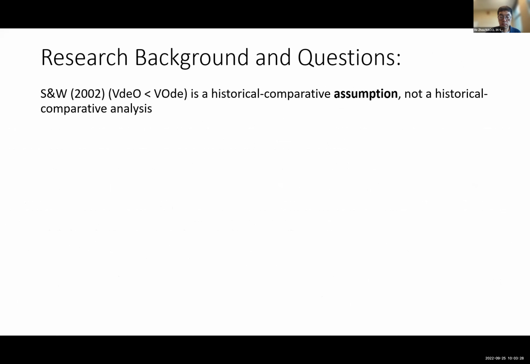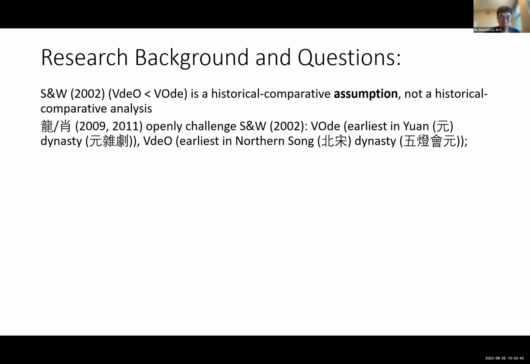The thing about Simpson and Wu is that there's this historical assumption. Okay, they assume that VdeO is derived from VOD. They don't actually provide any historical examples, any historical analysis. In recent years, people like Long and Xiao have openly challenged Simpson and Wu, because they actually look at historical examples, and they say that the earliest examples of VOD are found in the Yuan dynasty, whereas VdeO is found in the Northern Song dynasty. For those who know Chinese history, Song comes before Yuan. Okay, so there seems to be some kind of a chronological discrepancy here.